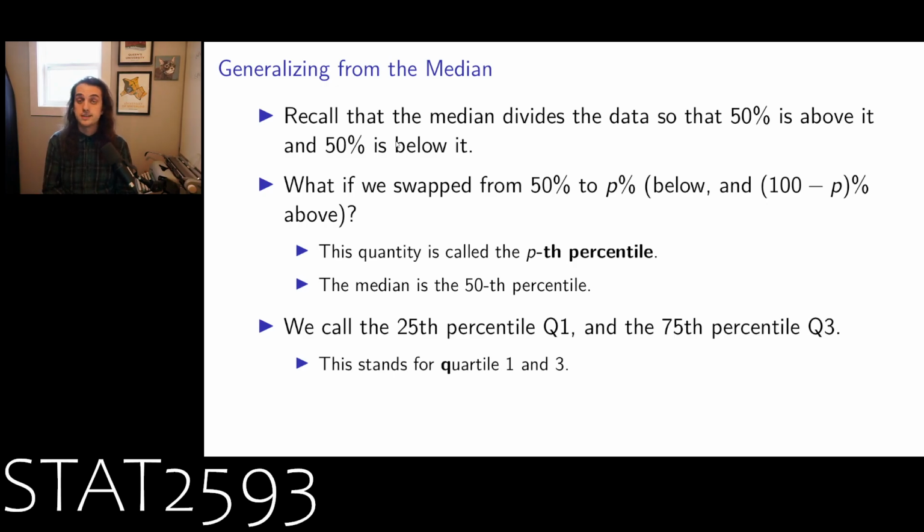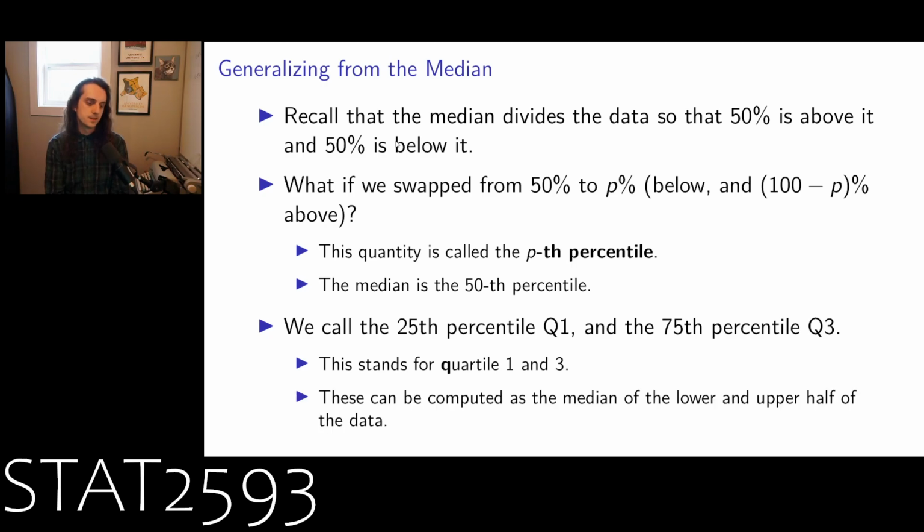The Q here is for quartile because we're splitting up our data into fourths. And you can think about the quartiles as being the median for the upper half and the lower half, right? So Q1 is if you just take the lower half of your data and you find the median there, that's going to be what your quartile 1 is. And if you find the median of the upper half, that's going to be Q3. Okay.